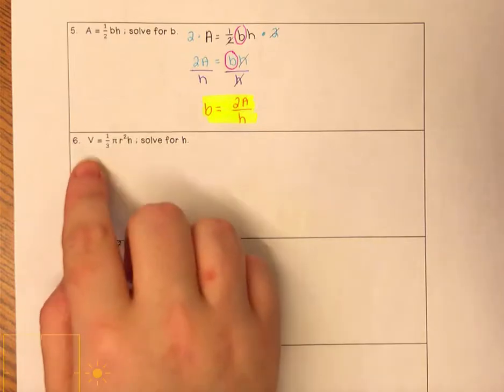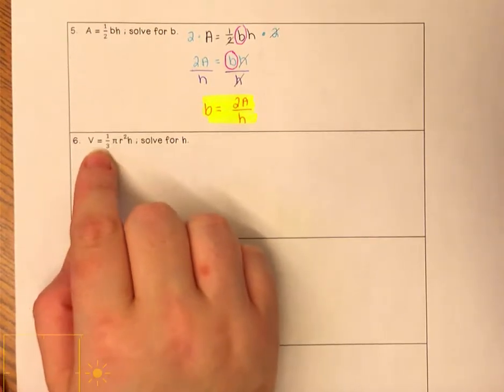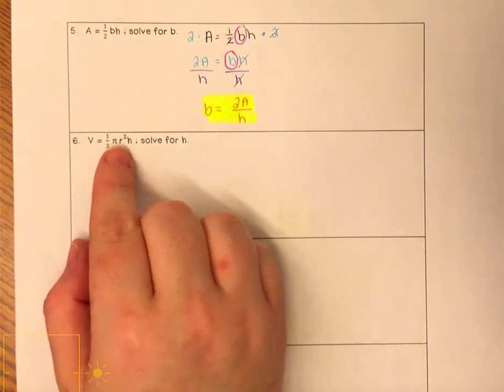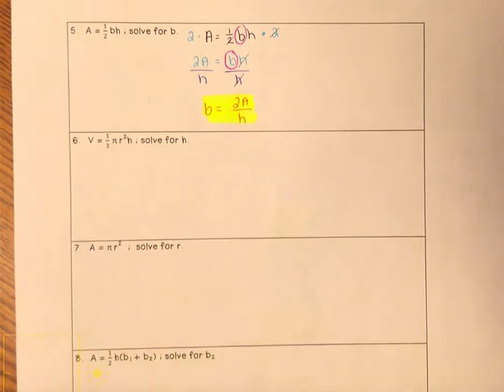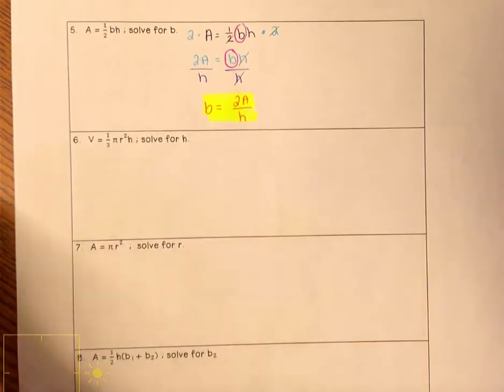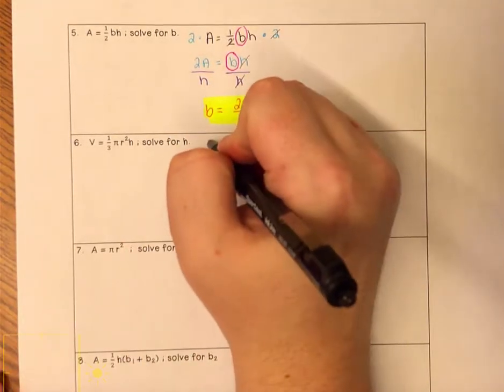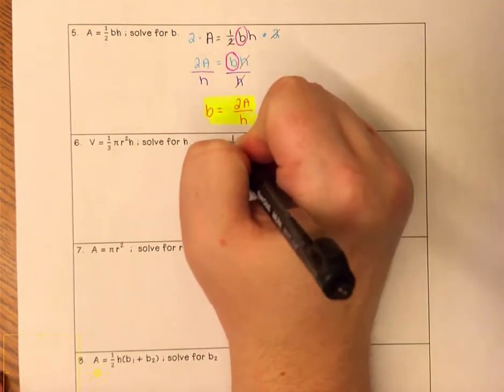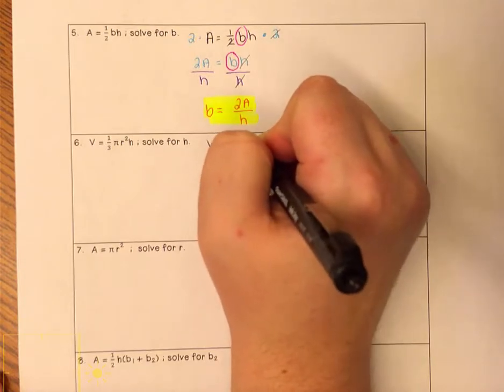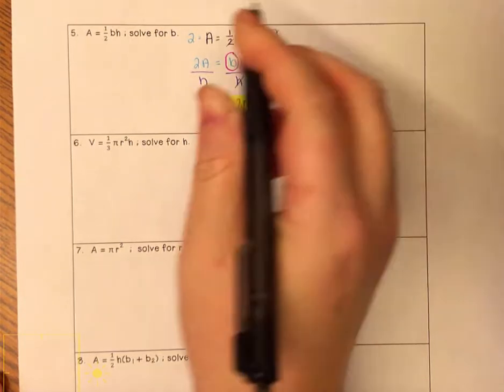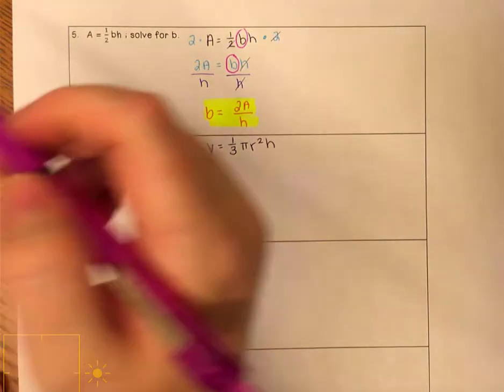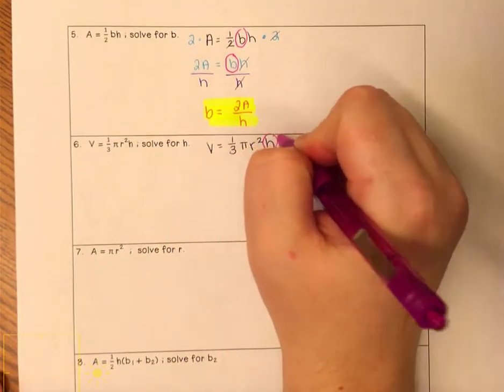On this next example, we have V equals 1/3 pi r squared H. This is the volume of a cone, and we're going to solve for H. So I'm going to rewrite this. V equals 1/3 pi r squared H. I'm going to circle the H because that's what I want to get rid of. I want to get alone.